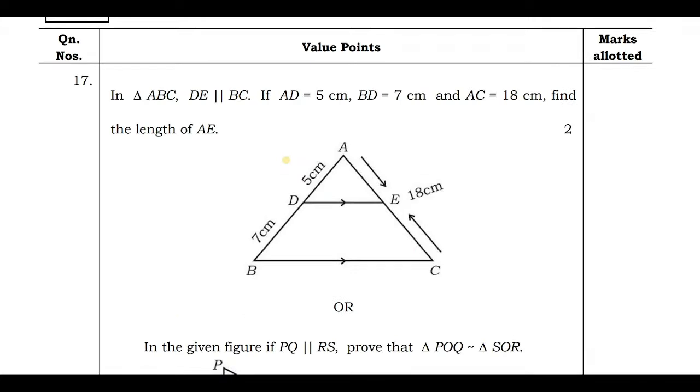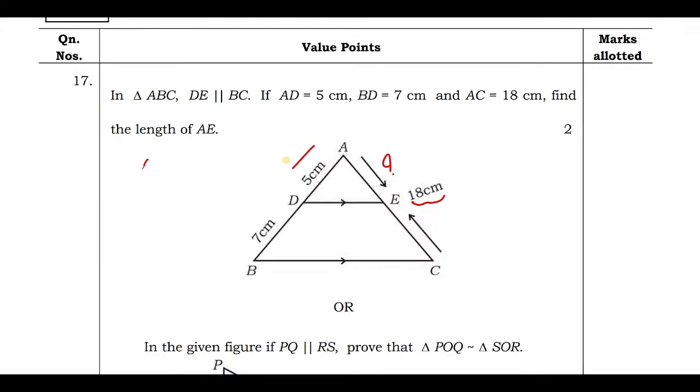In triangle ABC, DE is parallel to BC. If AD equals 5 cm, BD equals 7 cm, AE is question mark, EC is, we need to find out the length AE. What they have given is the length AC as what? 18 cm. Now apply Thales theorem, the concept of basic proportionality property.